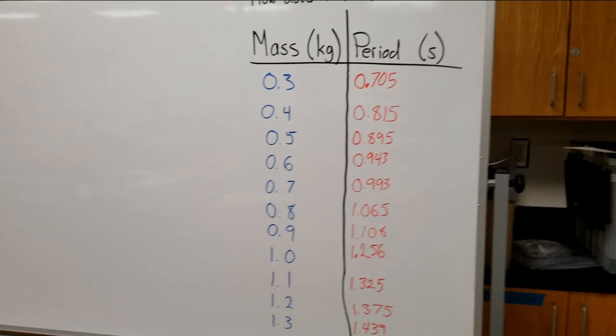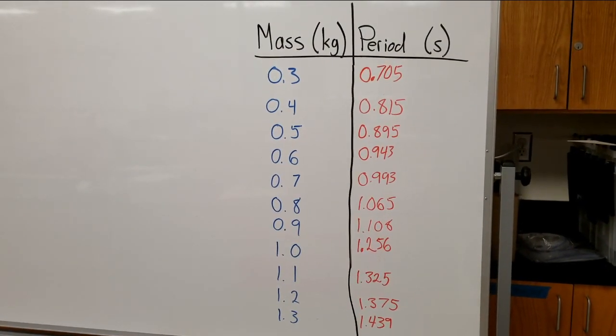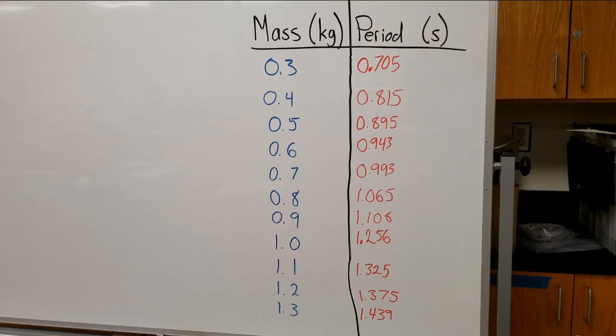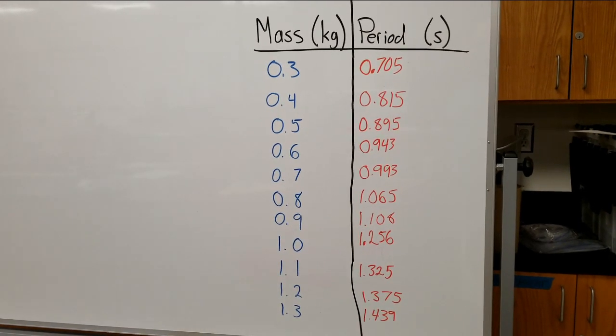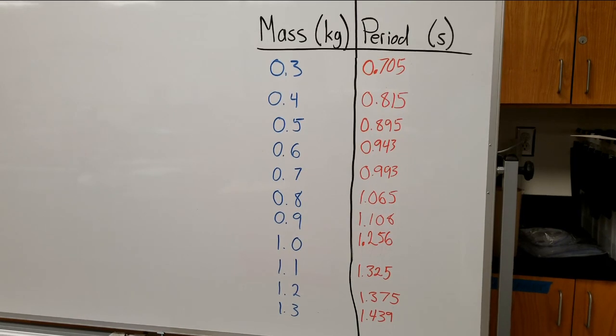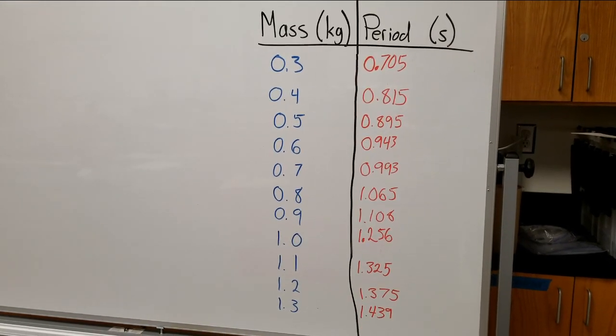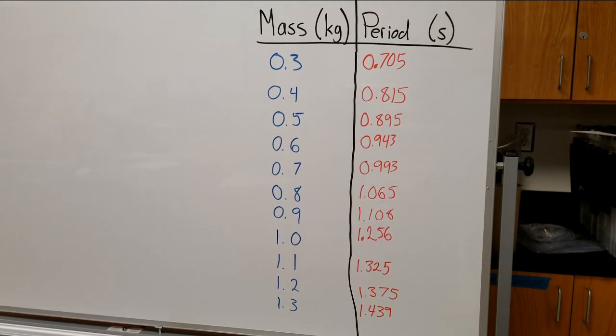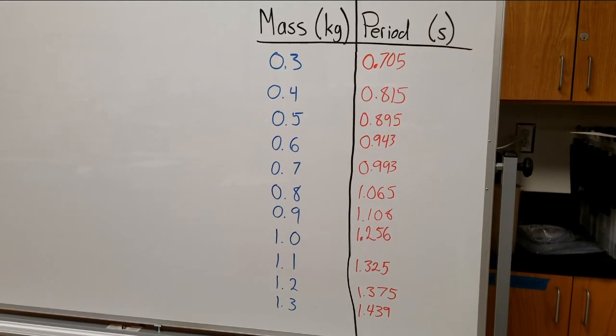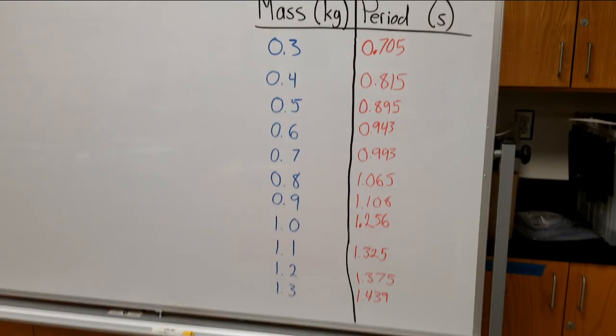So there's our data table for our mass on the spring lab. Let's go grab a spreadsheet and graph that data because there's a couple things we're gonna need to do with it. And I would encourage you to graph the data and do everything that I'm gonna show you yourself because we are gonna learn a new skill here along the way. So let's grab a spreadsheet and look at that data together.